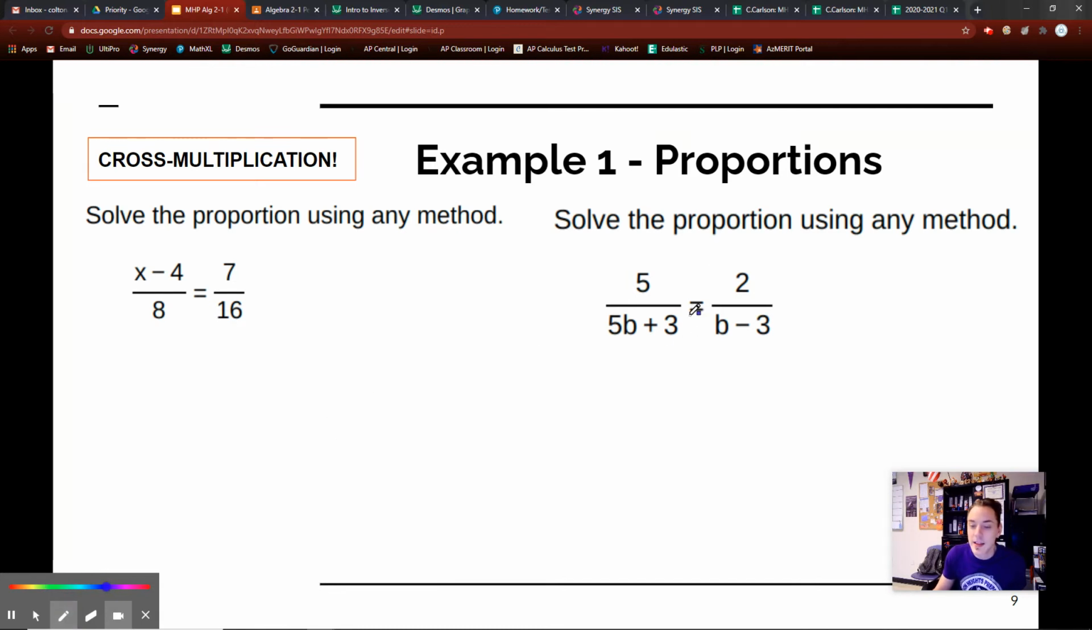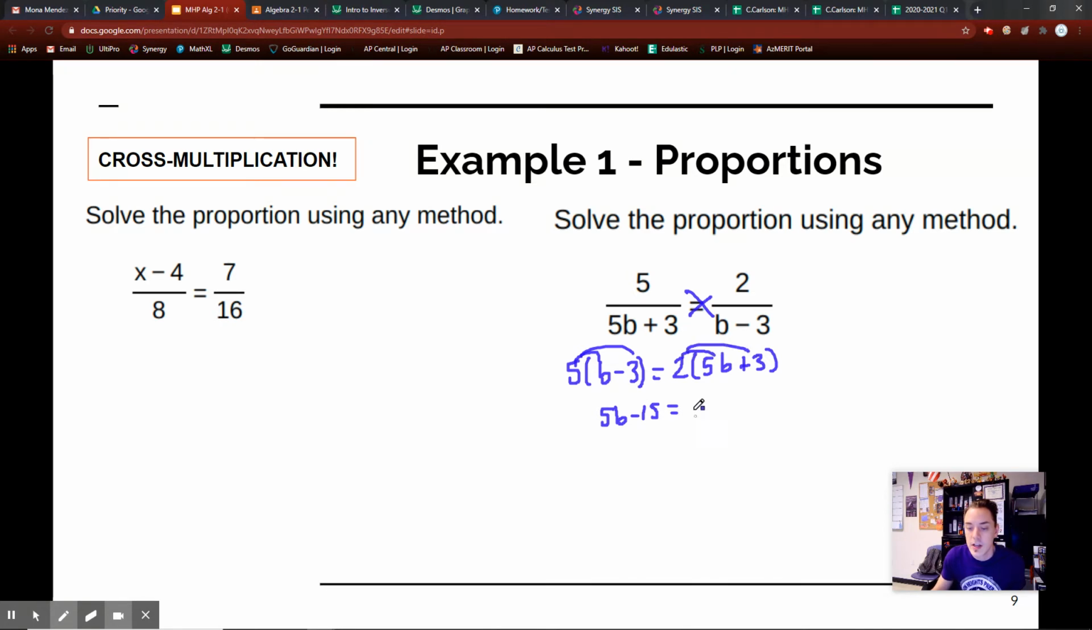Let's go to the next one. Same thing, we're going to cross multiply using parentheses. Doesn't matter which one you put first, absolutely not. So I'm just going to do this one first, and my next one, 5b plus 3. Distribute, so this is going to be 5b minus 15 equals 10b plus 6. I'm going to subtract the 10b over here, and I'm going to add the 15 over there. So this is going to be negative 5b, and when I add the 15 over, this is actually 21. I divide by -5, divide by -5. So b equals -21/5. That is my final answer.